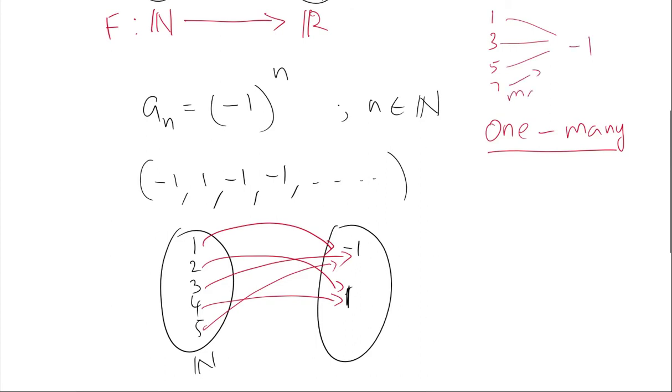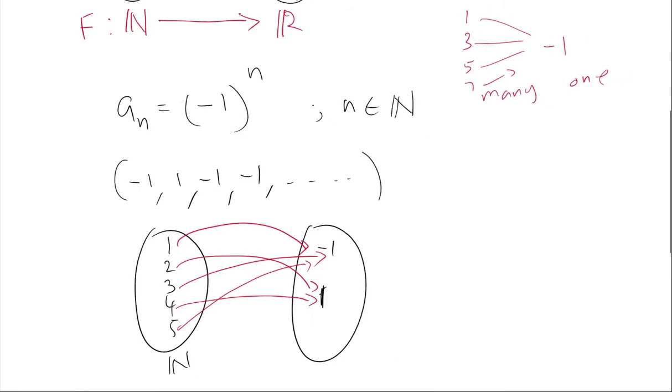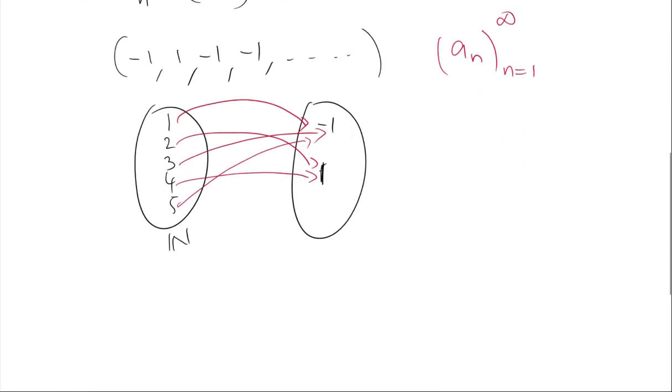So this is a many-to-one relationship. That's the difference. It is not a one-to-many relation. When you have a many-to-one relation, that's still a function. So this is still a function. We can represent this function going in this sequence from 1 to infinity. All right, now that's another example.